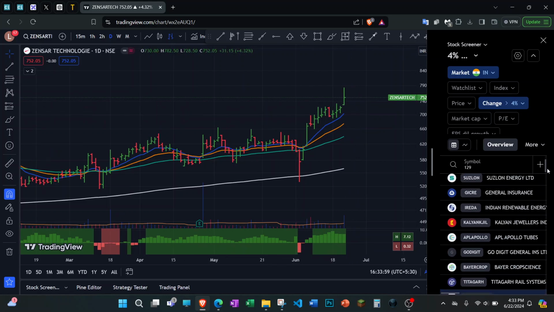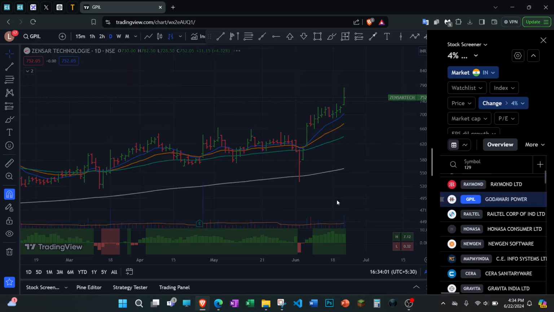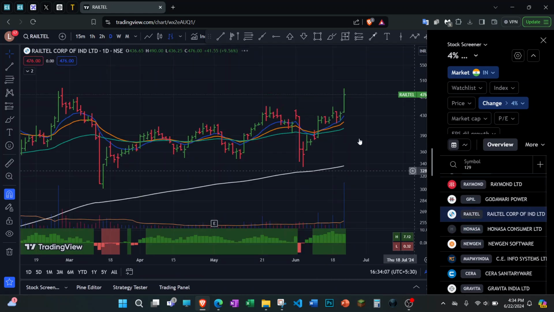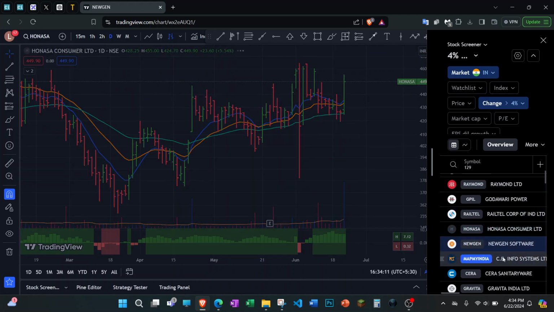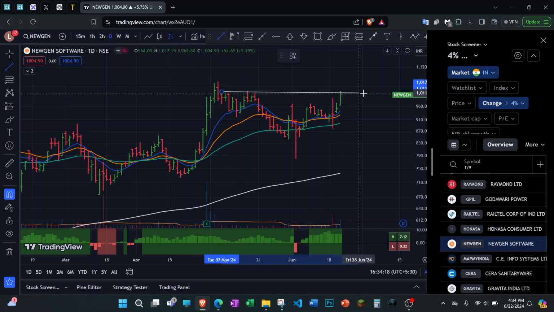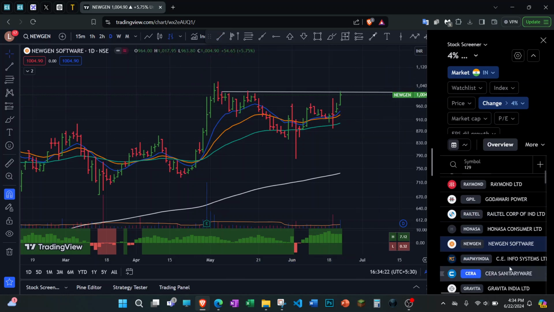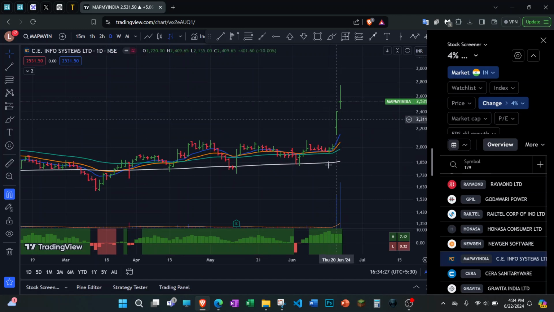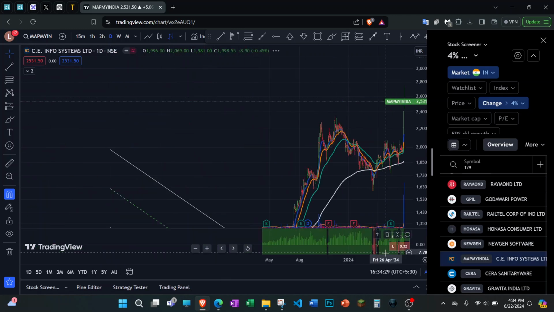So I was a bit late in this case, but again, I'm already holding some good stocks. GPIL, again, a gap setup here it was, and then it's moving up well. Railtel, you see, broke out on Saturday, sorry, Friday, right? You look at Newgen Software, again, nice base formation happening here. So this could be a possible entry point above this level, because a clear base formation is happening here. You see Mapma India, it gave a really strong move. That too again was a base breakout.